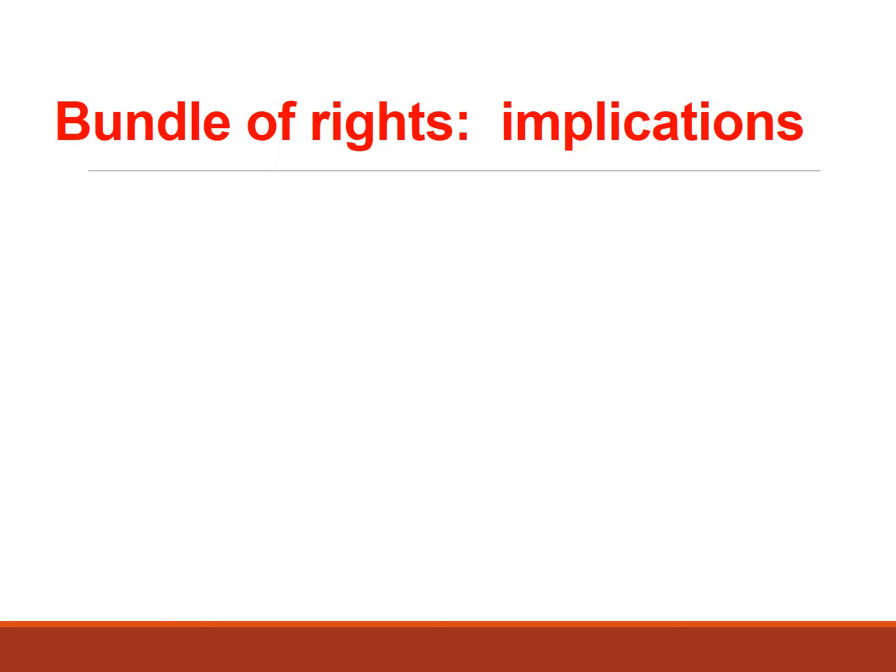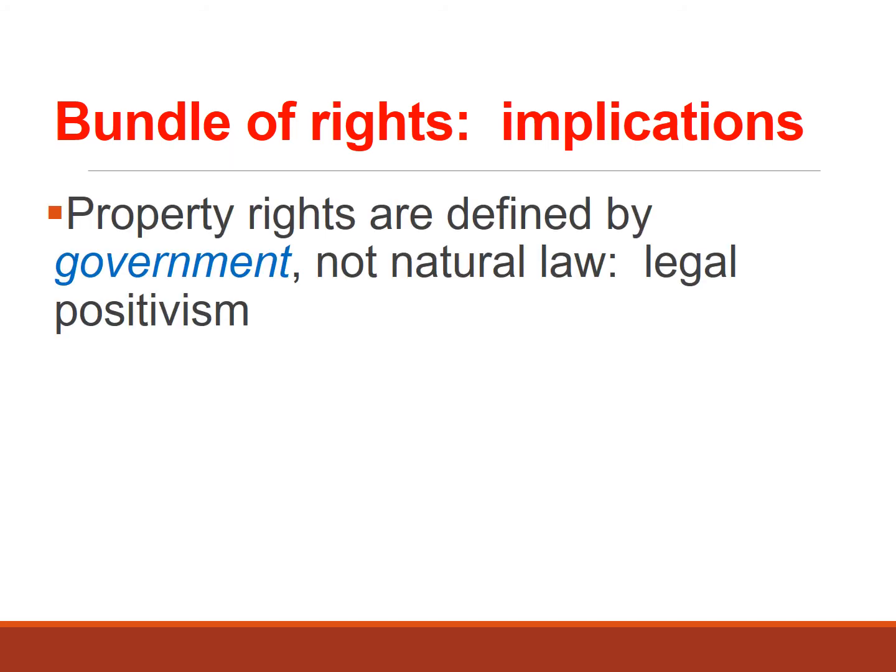What are the implications of this particular bundle of rights? Well, first of all, it shows you that property rights are defined by government and they're not natural law. They represent something that we can think of, often referred to as legal positivism. Now, I want you to hold on that thought. We're going to watch a couple of short videos in a little bit that go into detail on the difference between natural law and legal positivism.